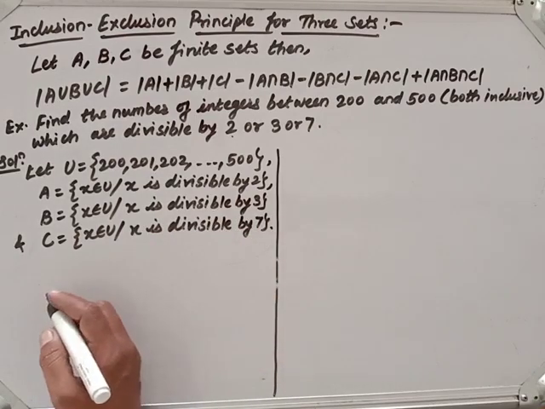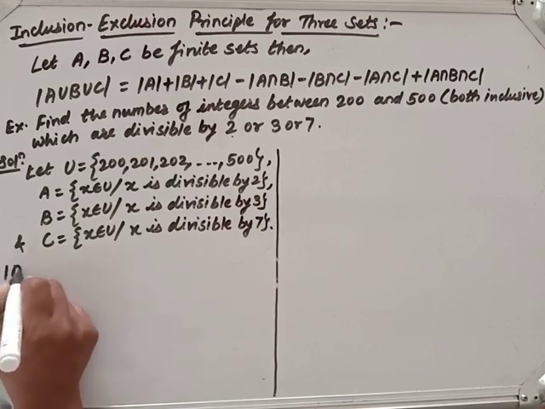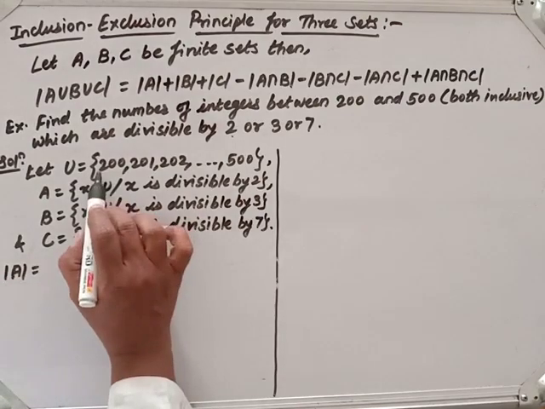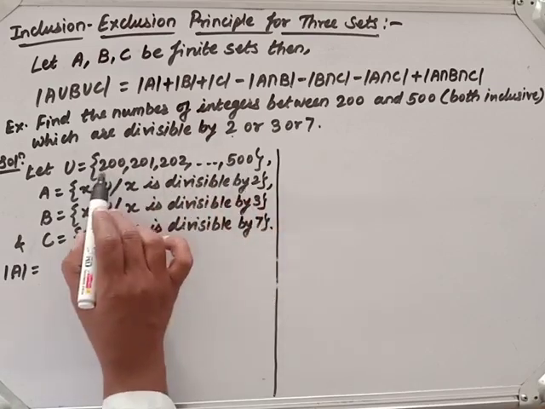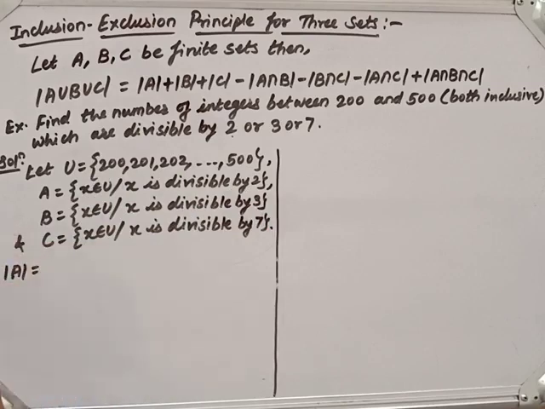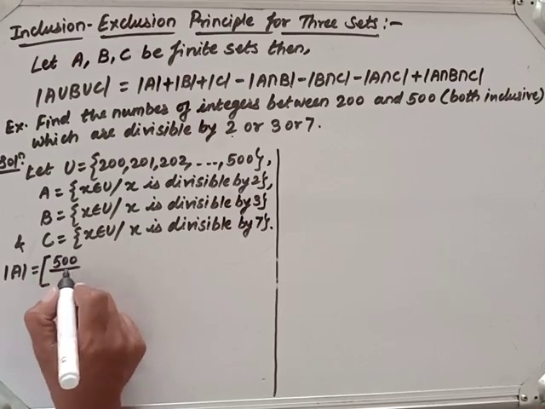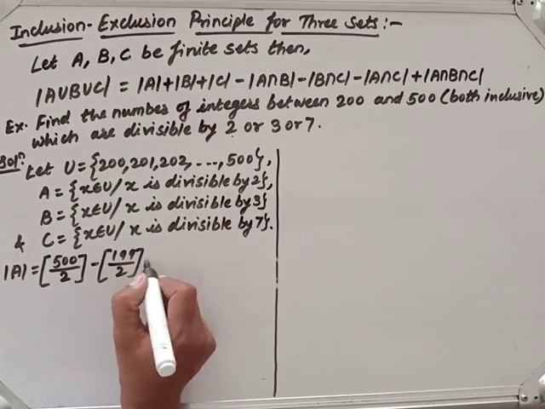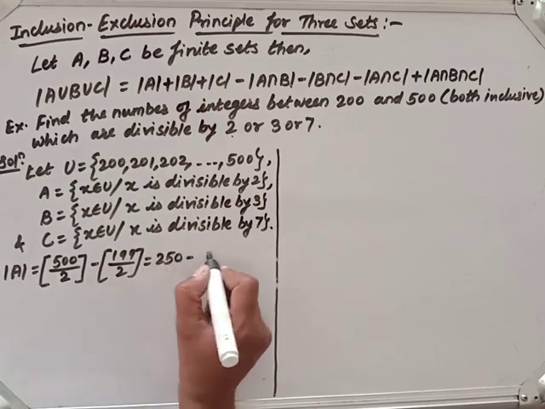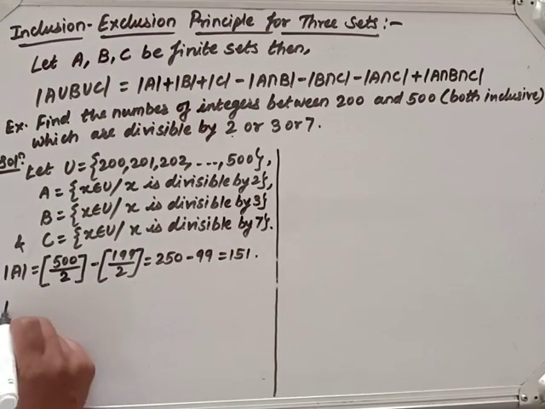So let us first find the cardinality of A, and the cardinality of B and C also. Now here, if we count them, these are 200 to 500, which means the previous 199 numbers are not there. So this is the greatest integer function of 500 divided by 2 minus 199 by 2. So it is 250 minus 99, that is 151. This is also one way to determine the cardinality of A.